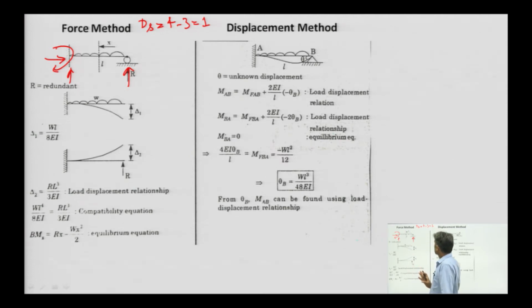So, we need one more additional equation apart from the static conditions: sigma Fx, sigma Fy and sigma M equal to 0. Apart from that, how can an additional equation be developed? Let us understand it. This is step number 1, and this is step 2.